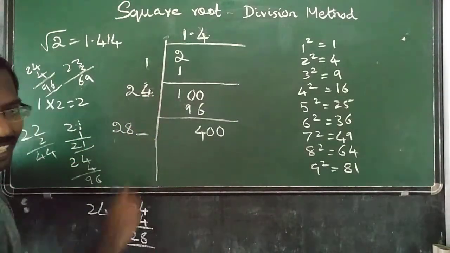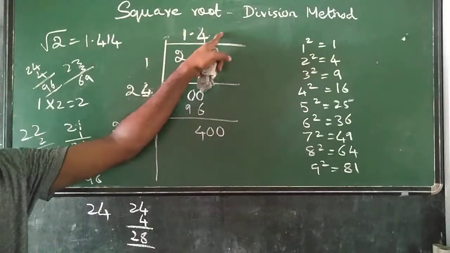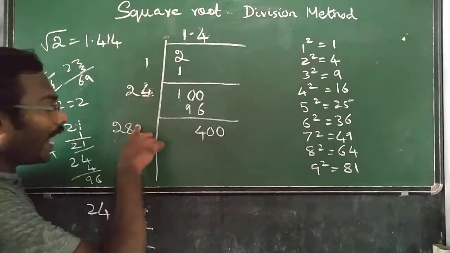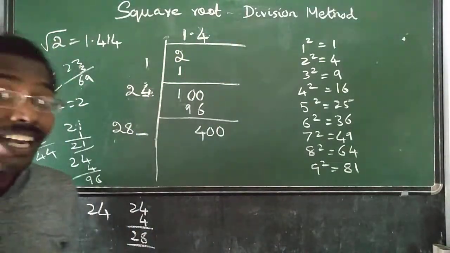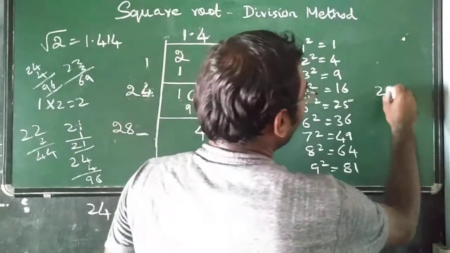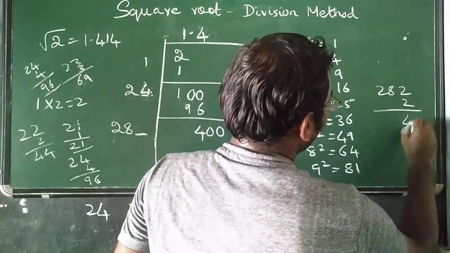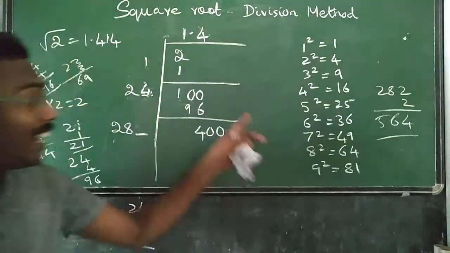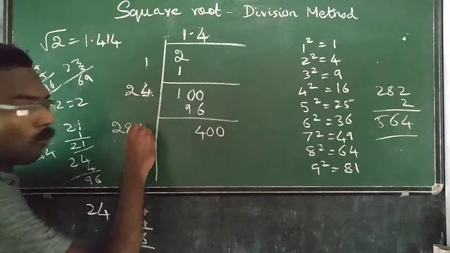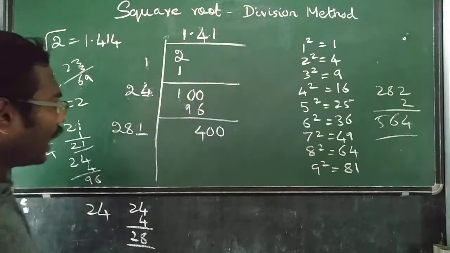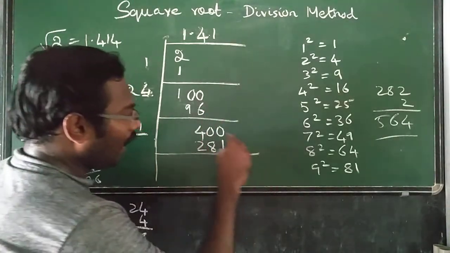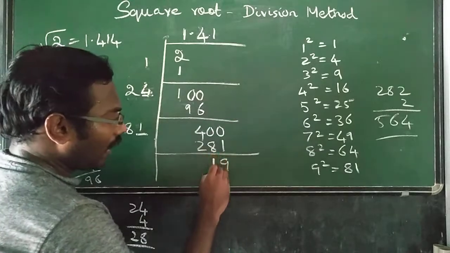Now, here you have to write one digit. So, if you put 1, here also 1. So, 281 into 1 is 281. Let us try 2. 282 into 2, the answer will be 564. 564 is greater than 400, isn't it? 564 is greater than 400. Therefore, that is not possible. So, let us write 1 here also 1. So, the answer is 281.